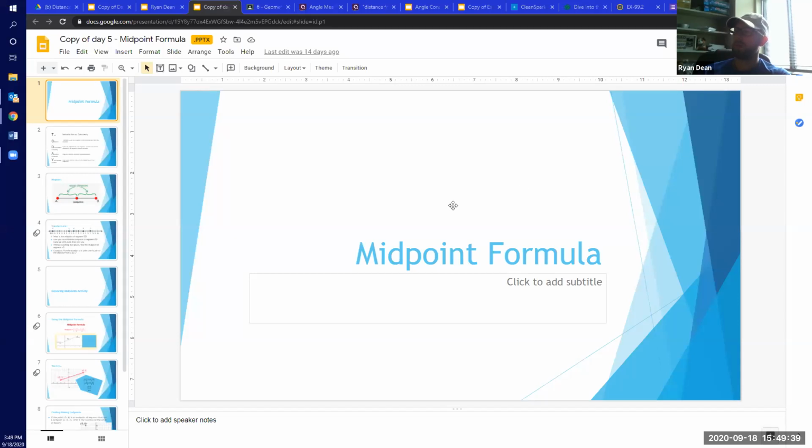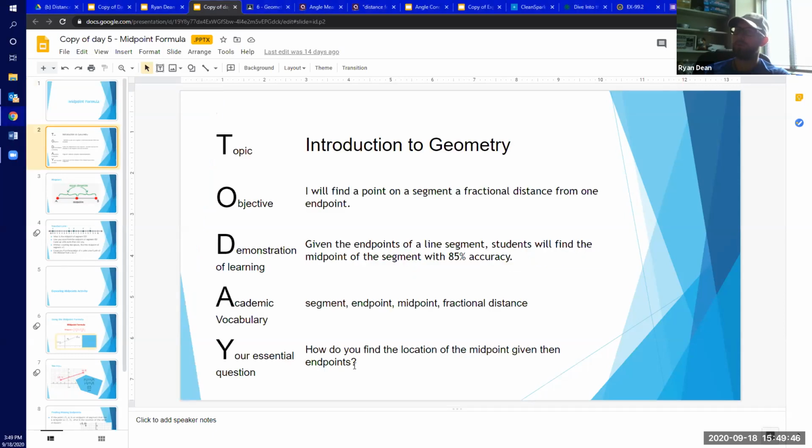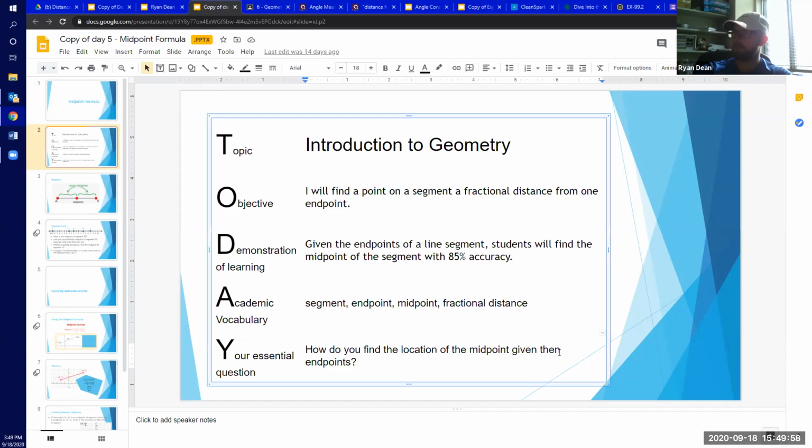Hello everyone and welcome back. Today we're going to be talking about the midpoint formula. The question that we're going to be able to answer by the end of this lesson is how you can find the location of the midpoint given two endpoints. This right here should be 2, not then. Whoops. Given two endpoints.